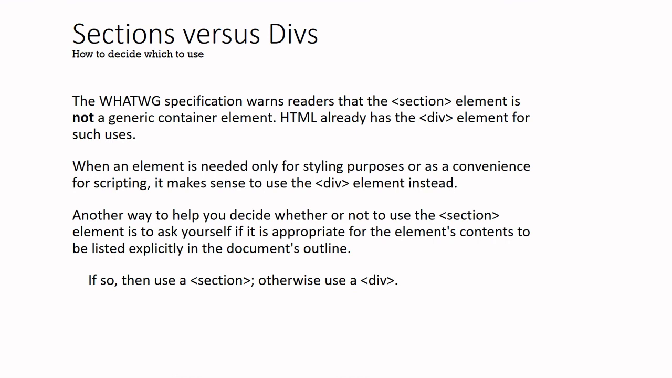Another way to help you decide whether or not to use the section element is to ask yourself if it is appropriate for the element's content to be listed explicitly in the document outline. If so, use a section, otherwise use a division. A simple way to say it: whenever you want CSS you can use it along with the section also, right? But if you want some extra CSS properties, that is only good with the division, not with the section. So you have more feasibility, or freedom, regarding CSS with div elements.